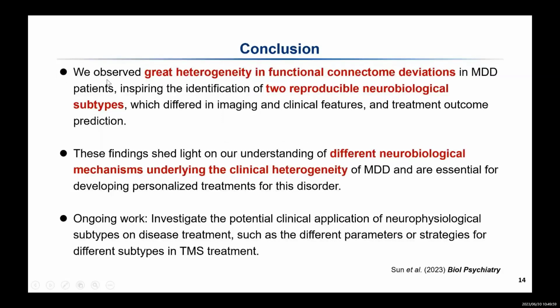In conclusion, we observed great heterogeneity in functional connectome deviations in MDD patients, inspiring the identification of two reproducible neurobiological subtypes, which differed in imaging and clinical features and treatment outcome prediction. These findings shed light on our understanding of different neurobiological mechanisms underlying the clinical heterogeneity of MDD, and are essential for developing personalized treatments for this disorder.